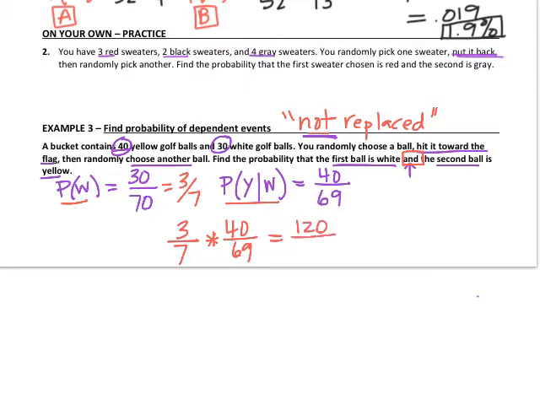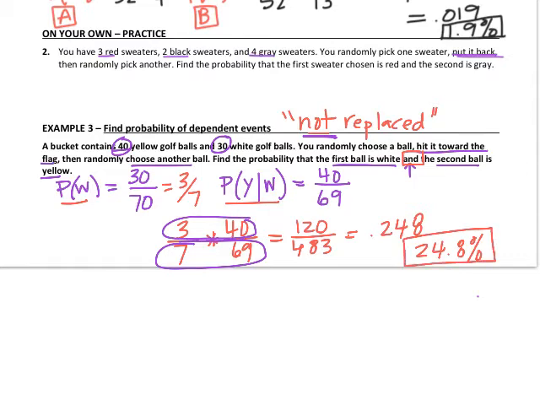And if I write this down, I did 3 times 40. Remember, when you're multiplying, you're just multiplying across the top. You don't have to have the same denominator or anything. So multiply 7 times 69, and we get 483. And if we punch this into our calculator, 120 divided by 483 is 0.248. So we have a 24, almost a 25% chance of pulling a white ball first and then a yellow ball after we hit that first white ball toward the flag.